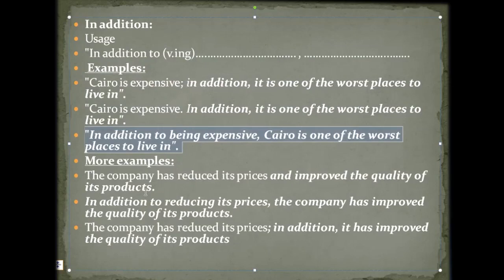Okay, more examples. The company has reduced its prices and improved the quality of its products. How about we replace the word and with the word in addition? We can do that. So we say, in addition to reducing its prices, we have the verb plus ing, the company has improved the quality of its products. Or you can use in addition in a normal way. You can say the company has reduced its prices; in addition, it has improved the quality of its products. Let's move on.